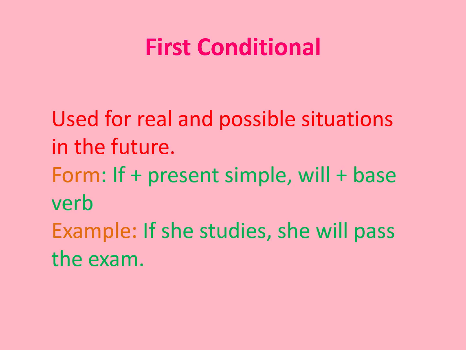The first conditional is used for real situations that could happen in the future. It's like saying, if this happens, that will happen. Example, if she studies, she will pass the exam. It's possible, and even likely. The structure is, if plus present simple, will plus base verb. This is great for making promises, warnings, or predictions.